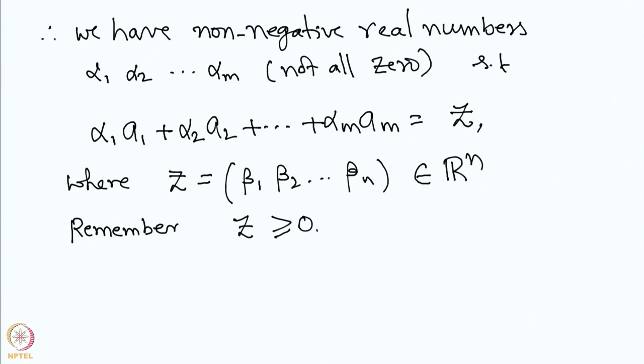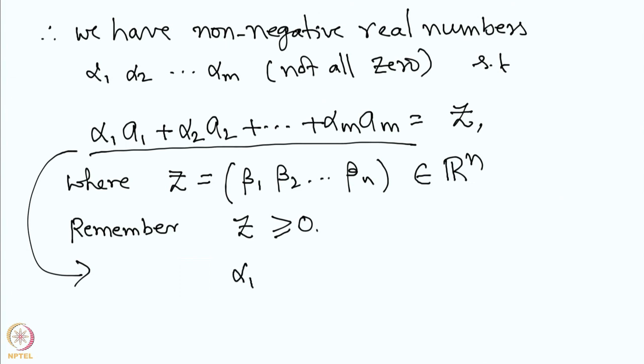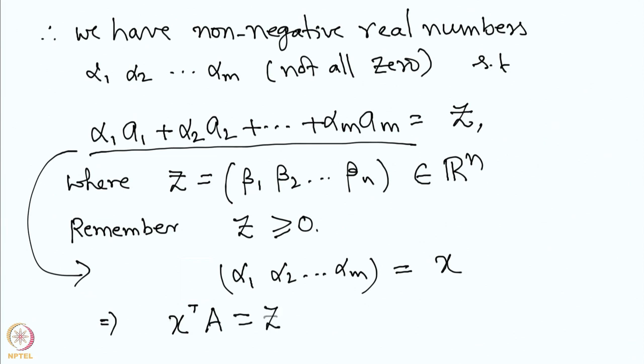Now, what is this quantity? This is nothing but alpha 1, alpha 2, alpha m. If I take this as a vector x, what we have is x transpose a, which is nothing but our z, which is greater than or equal to 0.